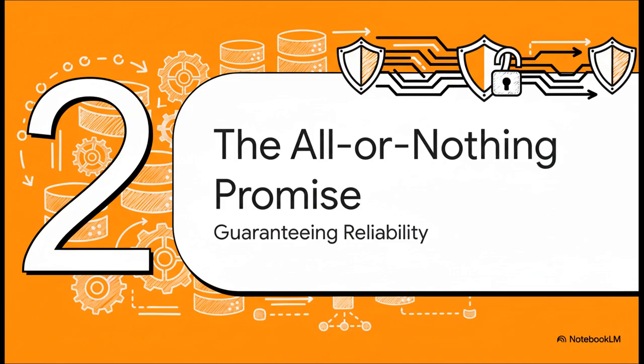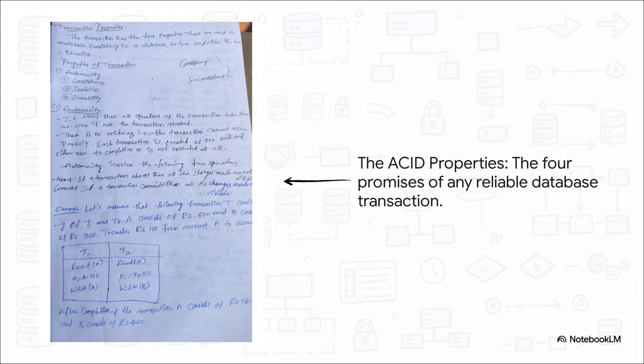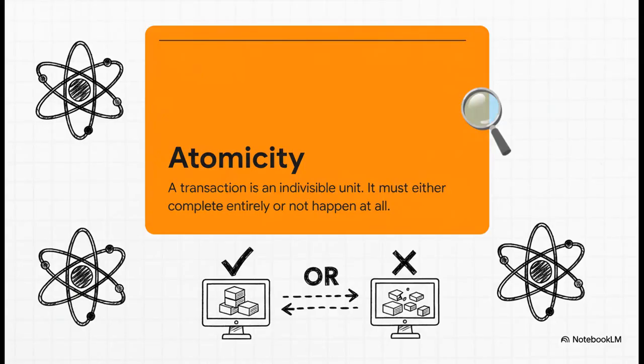This brings us to the most fundamental promise that any reliable database has to make. It's non-negotiable. See, any operation, whether it's updating a budget or moving money, is called a transaction. And for it to be reliable, every single transaction has to follow 4 sacred rules, known as the ACID properties. That's atomicity, consistency, isolation, and durability. We're going to zoom in on that first one, atomicity.